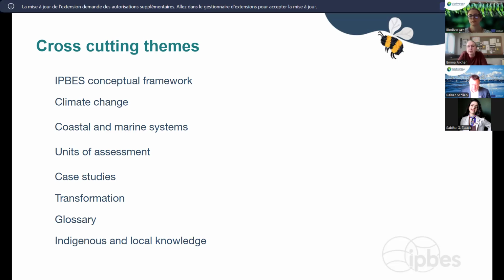There's a cross-cutting theme on coastal and marine systems, one on units of assessment, one focusing on case studies and the rationale for inclusion or exclusion of case studies, one focusing on transformation, so bringing in some of the thinking around the transformative assessment, specifically one focusing on the glossary, where the IPBES fellows, early career researchers are very involved. And then last of all, as I've said, a very active cross-cutting theme on Indigenous and local knowledge.